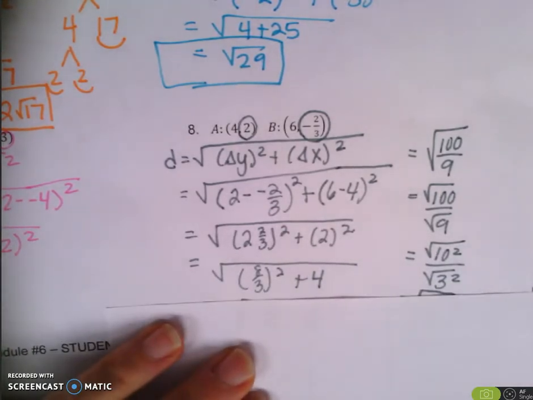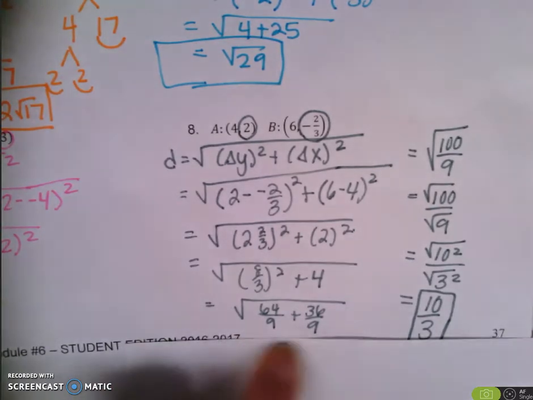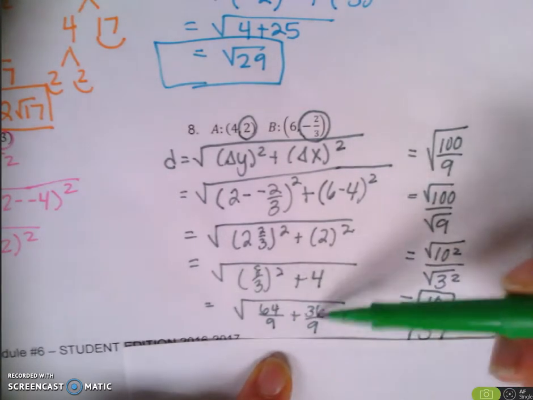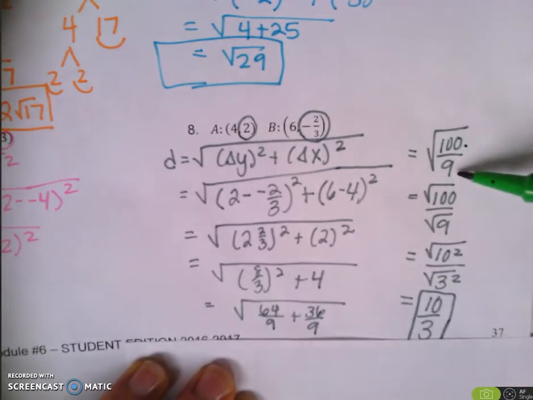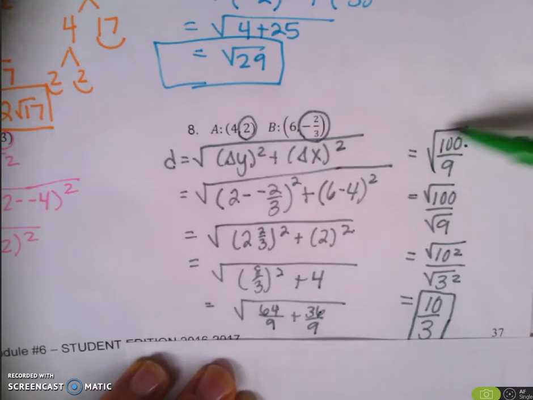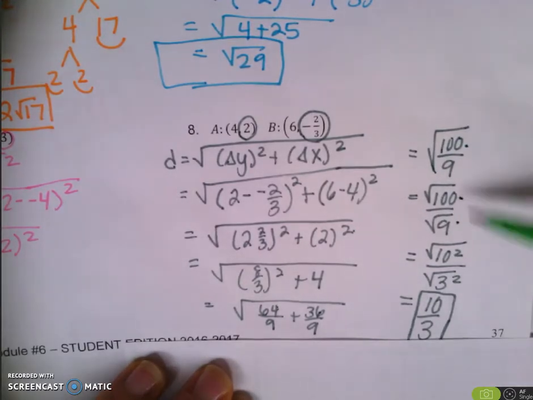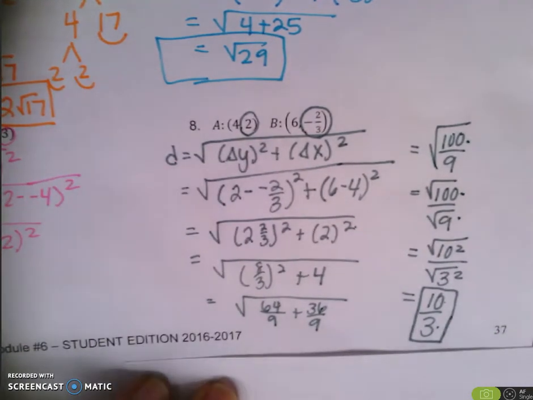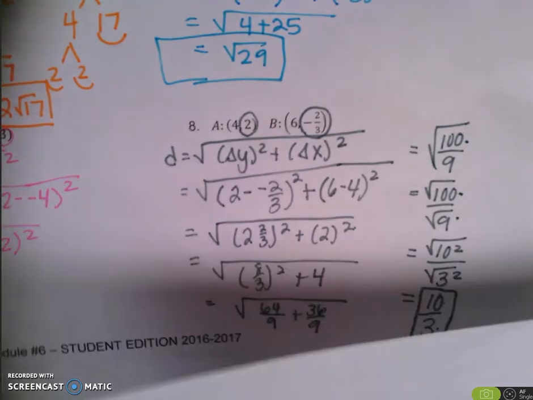8/3 times 8/3, 8 times 8 is 64, and 3 times 3 is 9, so we have 64 over 9, plus 36 over 9. Hey, we already have a common denominator. Let's add our numerators. 64 plus 36 gets me 100, so I have radical 100 over 9. This whole fraction is in the radical, so we have radical 100 over radical 9. Square root of 100 is 10, and the square root of 9 is 3, so I end up with 10/3. Those two coordinates are 10/3 units away from each other.